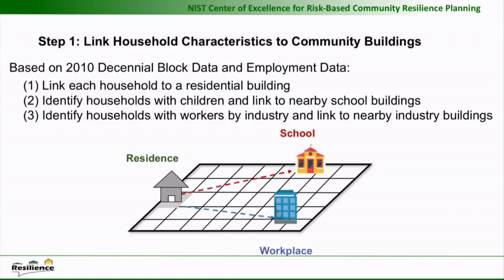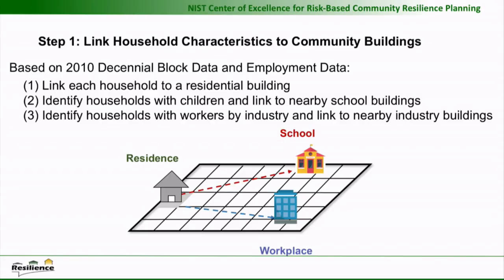In order to do this, we have developed a new process for actually linking household characteristics to the community buildings. We are using the 2010 decennial census as well as employment data from the Census Bureau in order to determine the distribution of household characteristics at a very fine resolution, and then to disaggregate that information in order to link it stochastically to the buildings at the block scale.